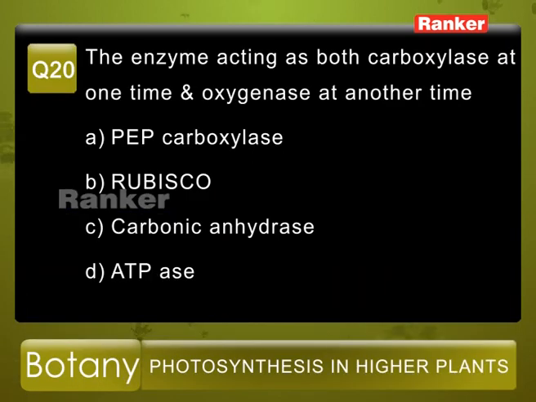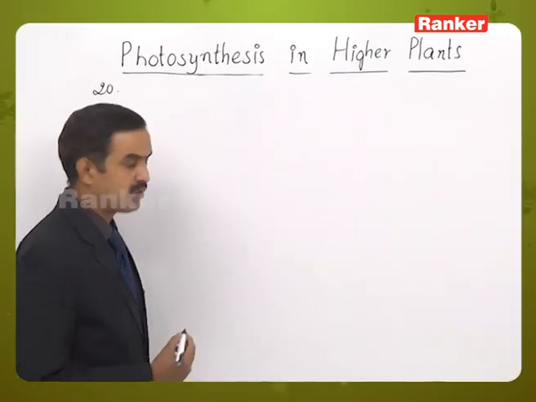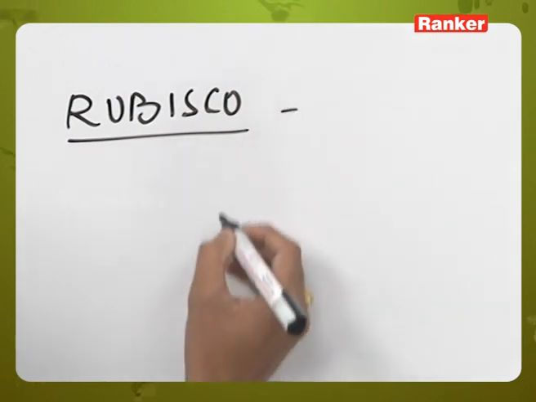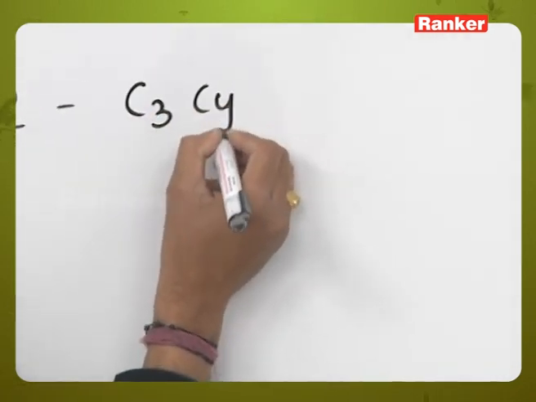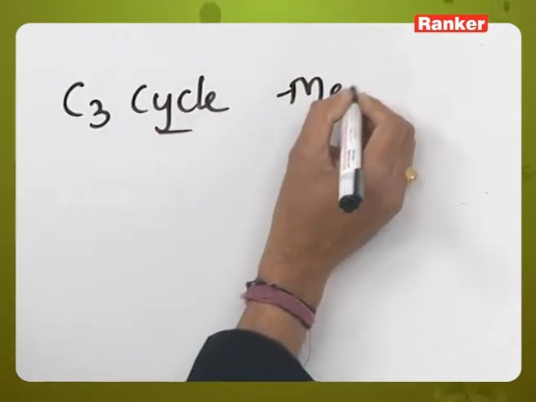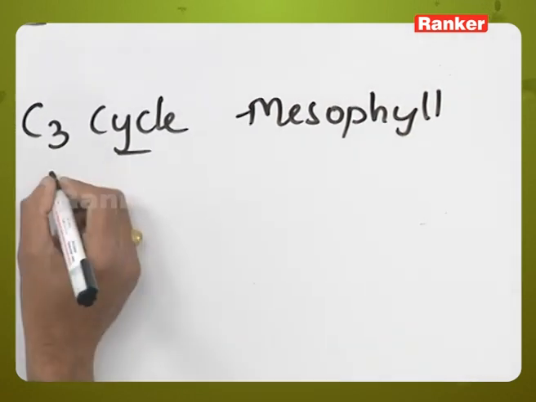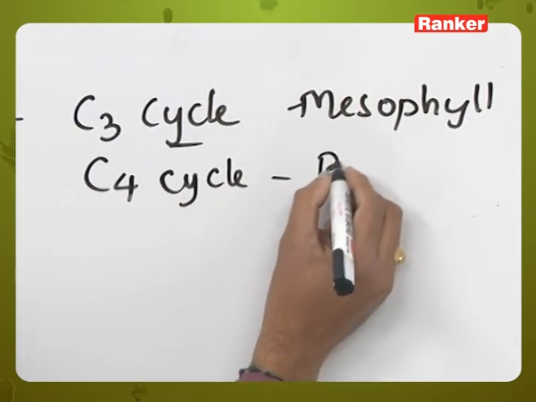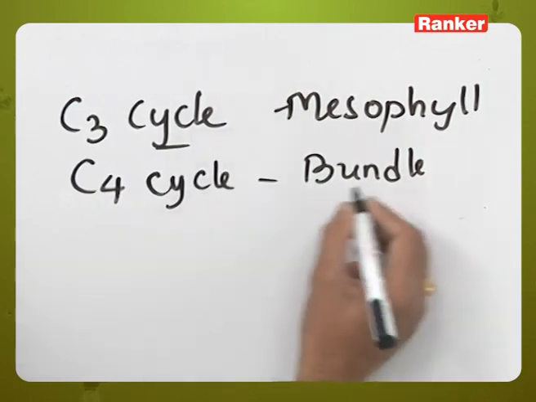Question number 20. The enzyme acting as both carboxylase at one time and oxygenase at another time. The given options are A, PEP carboxylase, B, Rubisco, C, carbonic anhydrase, and D, ATPase. So out of these 4 enzymes, we have to discuss the Rubisco enzyme. Rubisco is the enzyme which takes part in the C3 cycle, that is in the mesophyll cells of C3 plants, and also in the C4 cycle, where it is present in the bundle sheath cells of C4 plants.